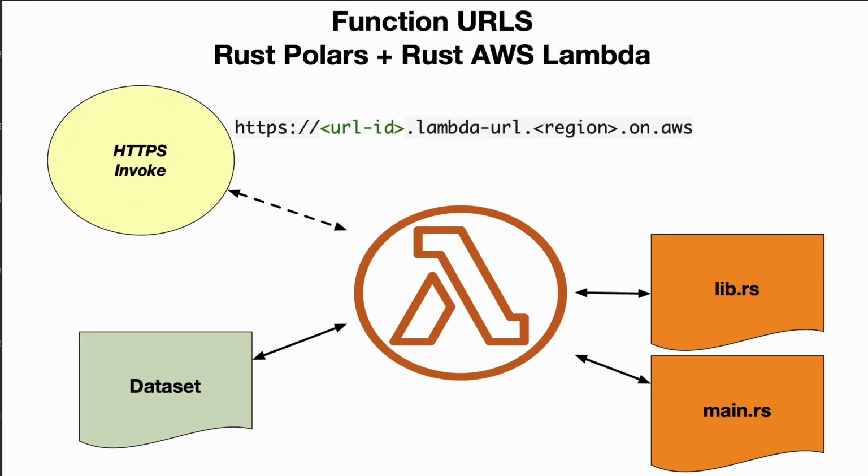Okay, what's better than Rust with Polars and AWS Lambda? A URL that we can call to filter queries into the data frame. Okay, let's go ahead and take a look at how that would work.